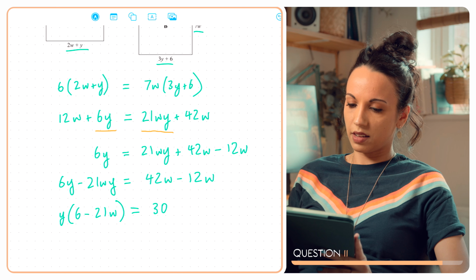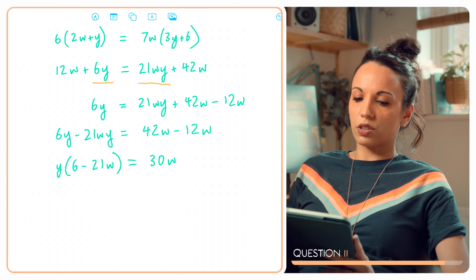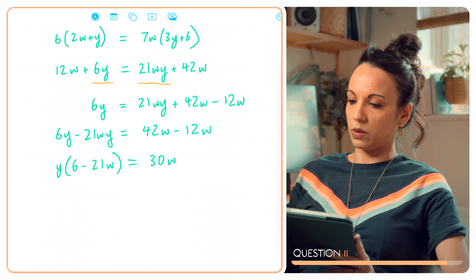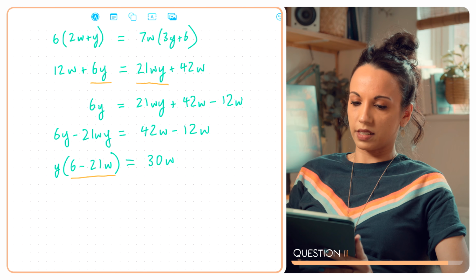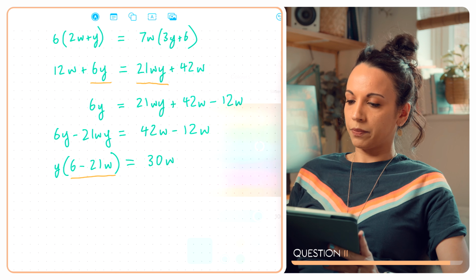That's going to be a 30W. So things are looking better already. But we've got to get rid of this 6 minus 21W because that involves some W terms and we don't want those on the left-hand side.